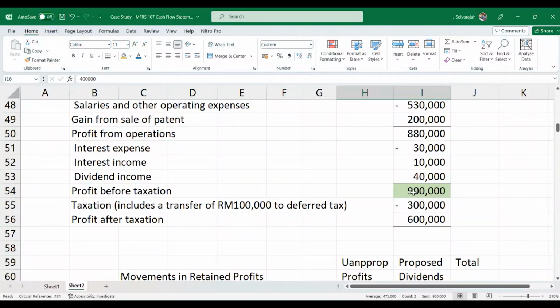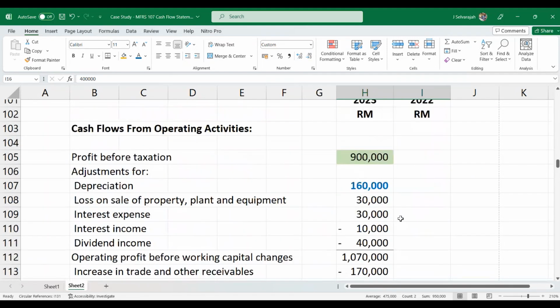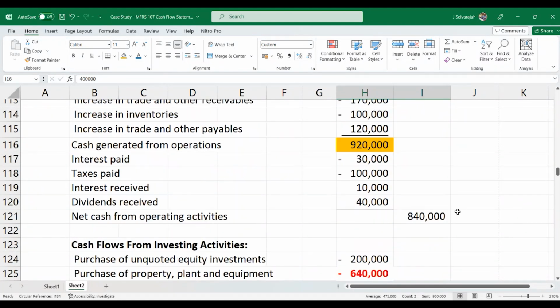We start with the profit before tax. Remember, always profit before tax. So the 900 includes the sale of the patent. That means you cannot double take up anymore. It has already been included in the sale of the patent. So the cash inflow is already included in the 900,000. So we started with the 900,000. There's nothing to adjust on the cash flow here. So when we look at it, that amount is inside here. The net cash from operating activity includes the sale of the patent. Okay. So next one.